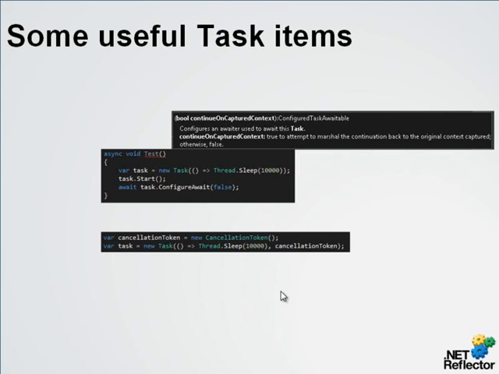Tasks also support cancellation, so they're a very useful thing to have. They have a notion of you being able to pass in a cancellation token and signal this token at a later stage in order to tell the code running within the task that it should stop execution now.